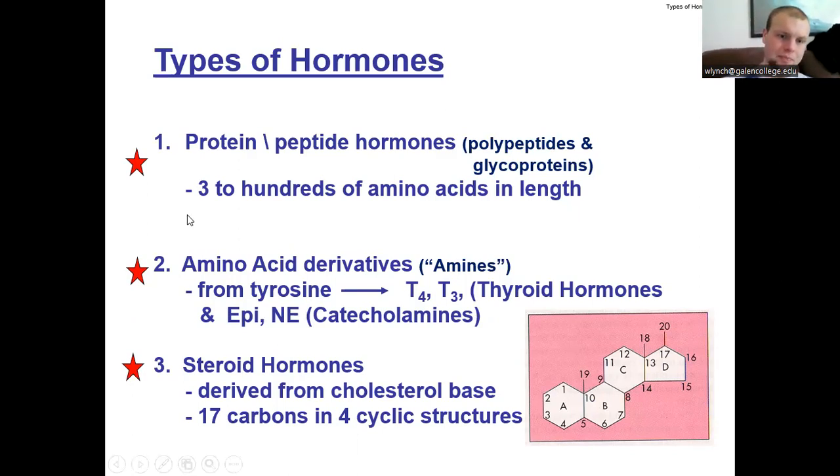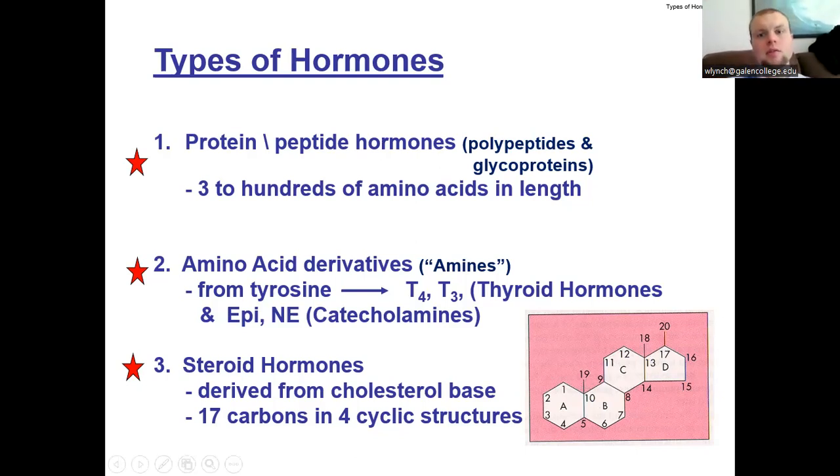Down here, this is a standard ring base structure of cholesterol. This cholesterol ring structure is the base for all steroid hormones. It contains 17 carbons in this linkage, and we have 4 cyclical structures. We have 3 hexose rings, hexose meaning 6, and 1 pentose ring, pentose meaning 5. Six sides for these 3, five sides for this 4th one.